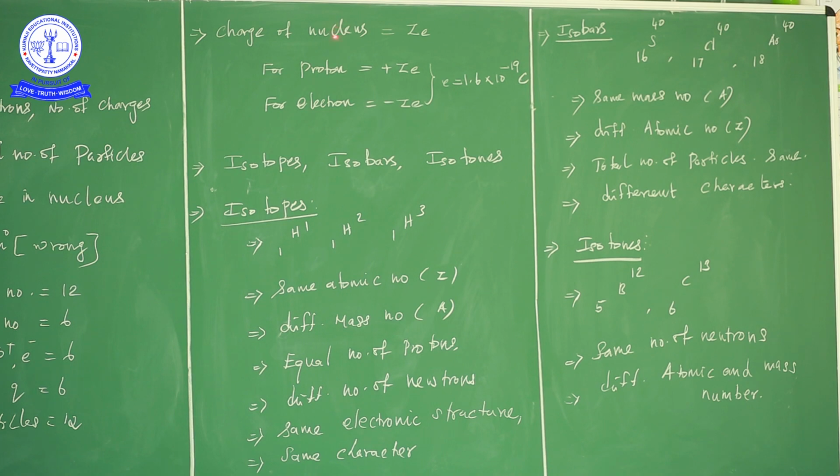If we want to calculate the total charge of the nucleus, the formula is Z into E. Z is nothing but the atomic number. The atomic number indicates the number of charges, you already know. E is the value of a single charge. For proton it is a positive charge. Charge is a scalar quantity, you already know.